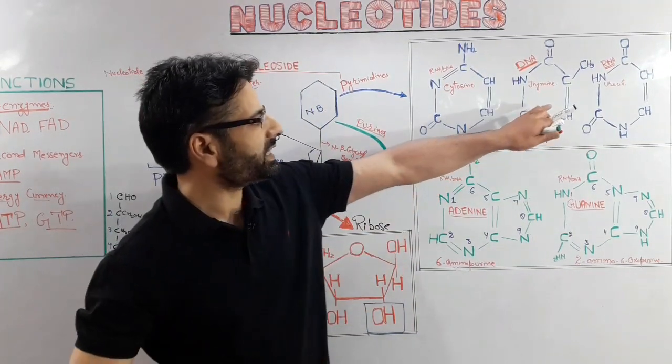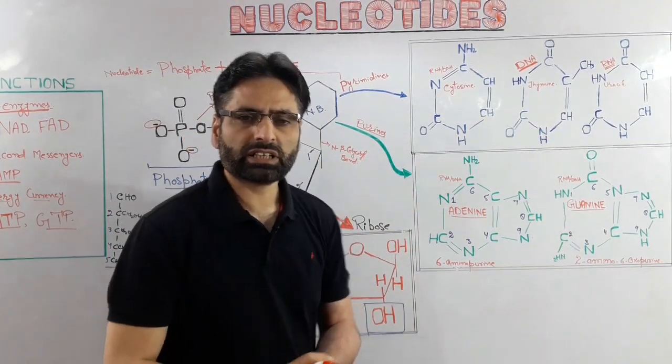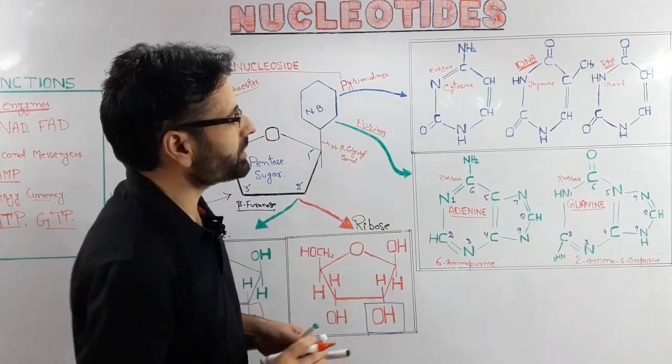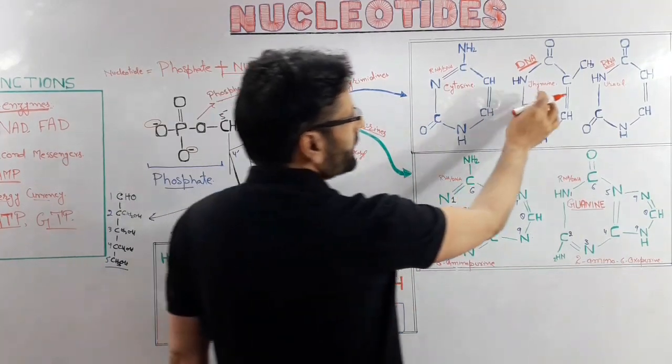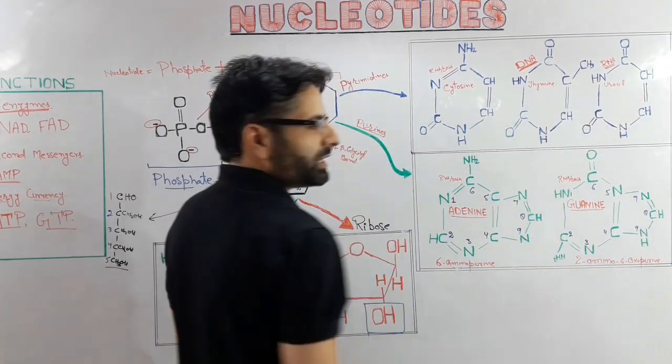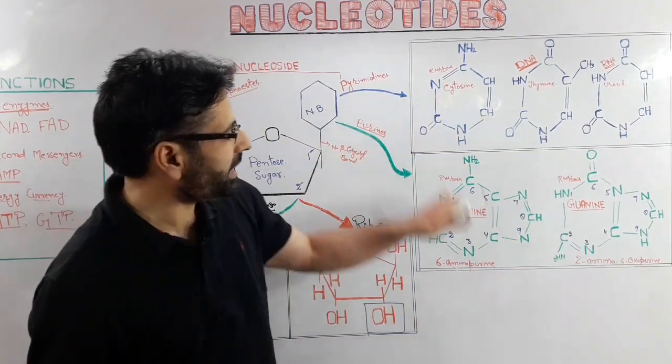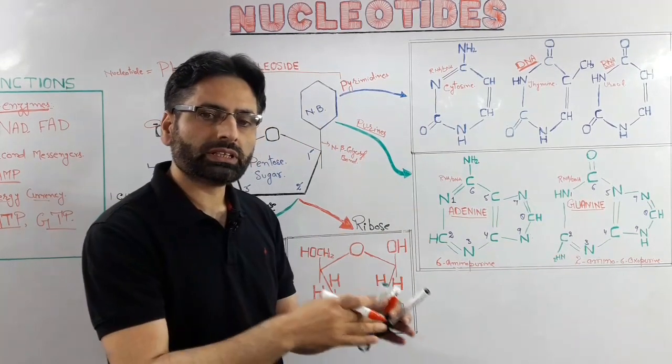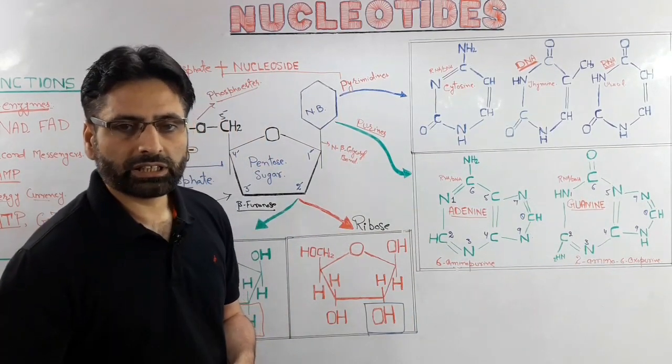In exceptional cases, thymine can also be present in the RNA, but these are very rare cases. But mostly thymine is present only in the DNA molecule, and uracil is present only in the RNA molecule. And these three nitrogen bases are present both in RNA as well as in the DNA molecule.